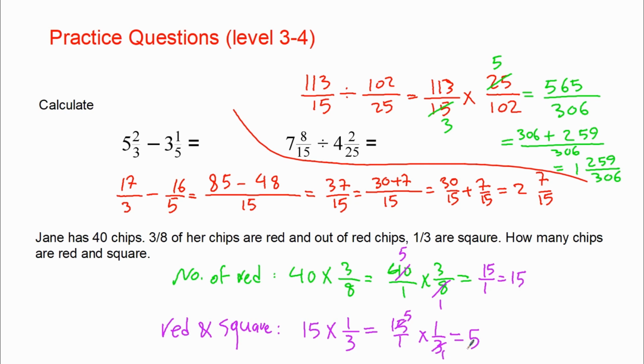I hope this video has been useful. In future videos we will continue with more basic fractions, converting to decimals and converting to percentages, and following the rest of the new GCSE syllabus.